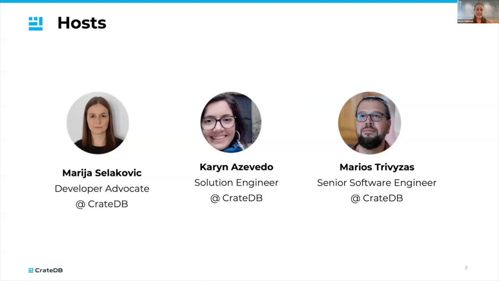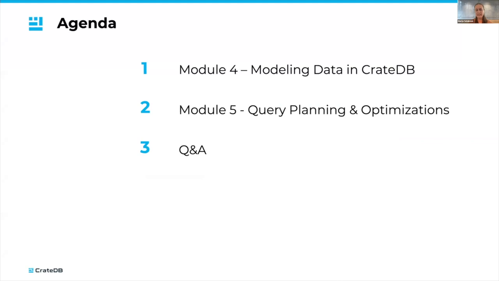Now let's take a look into our agenda for today. As I said, today's topics are going to be more advanced compared to yesterday. And we will have today only two modules. Yesterday we had three modules. The next one, module four, is going to be about modeling data in CrateDB. In this module, you are going to learn a lot about data types in CrateDB, about full text search, about sharding and partitioning, and some good practices when actually designing the CrateDB cluster.